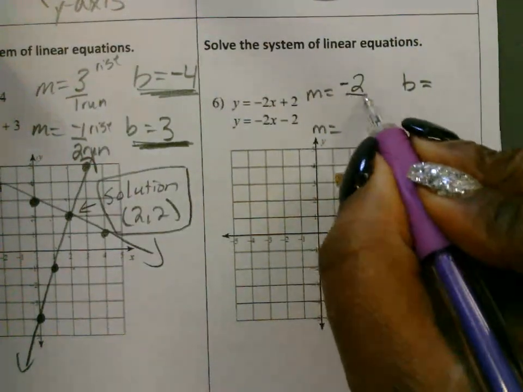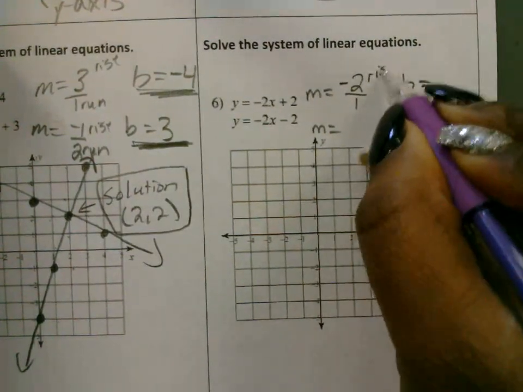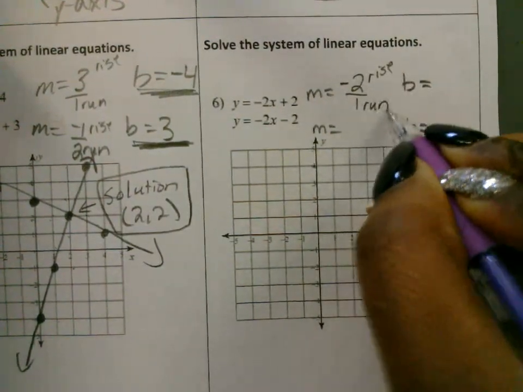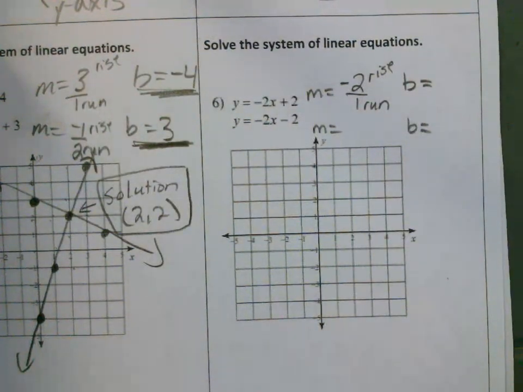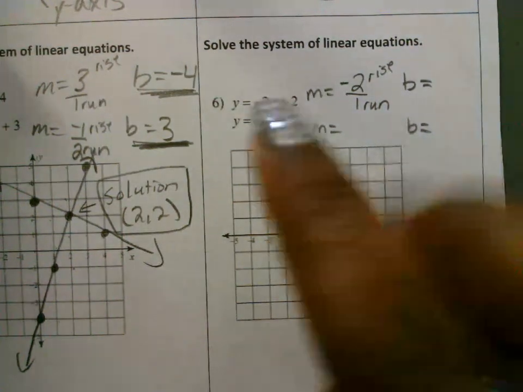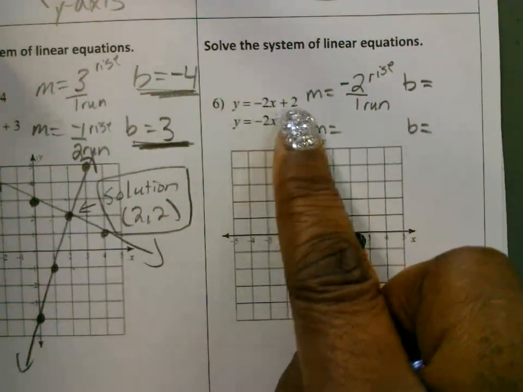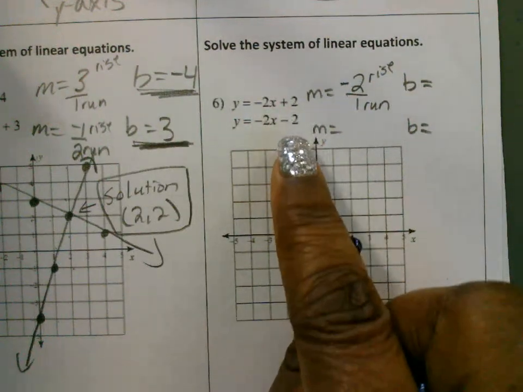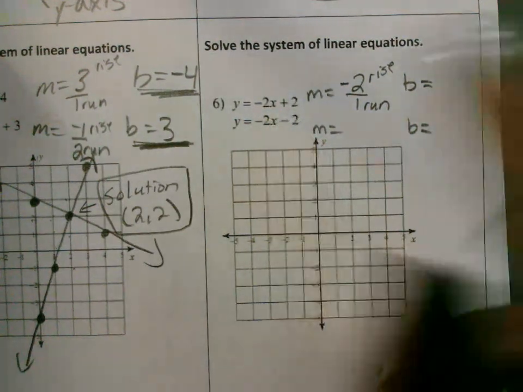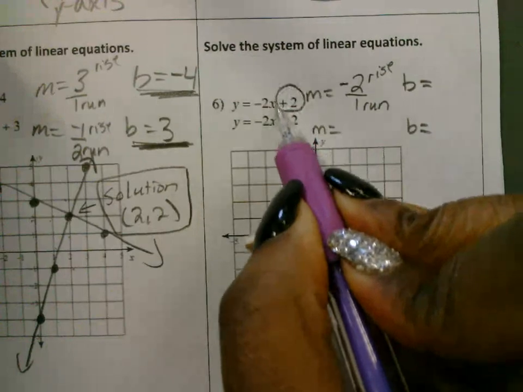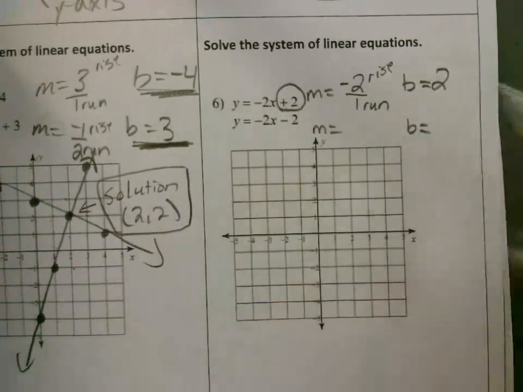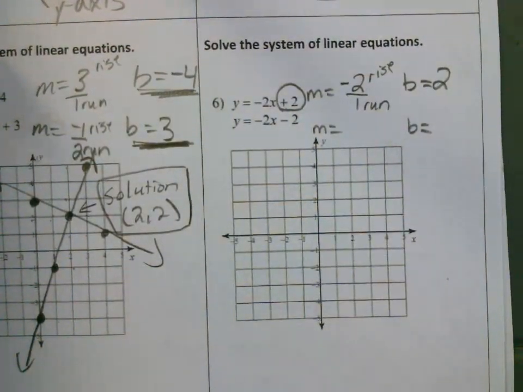It is -2. How do we write -2 as a fraction? Put a 1 under it. Top number is the rise. Bottom number is the what? Run. America, you okay with it? Okay, Carter. Which number is going to be my B? It is +2. The number that has no variable attached to it is B. +2. Okay, so plus sign in front of it.